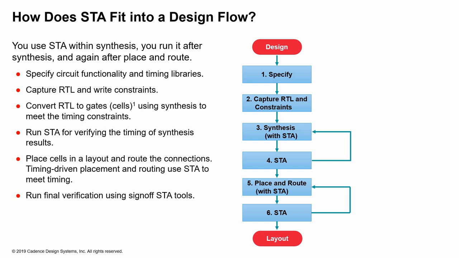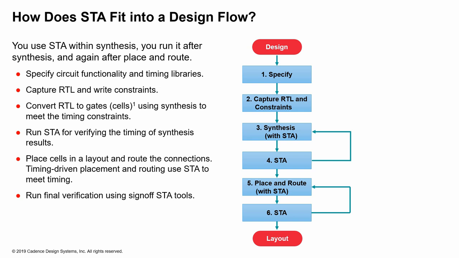So this is the first time we use static timing analysis, in the synthesis tool. The synthesis tool is using STA internally to figure out what cells to use. And then later on, at the end of synthesis, we run static timing analysis to verify the timing of the synthesis results. And when we are satisfied with that, we push it to place and route.